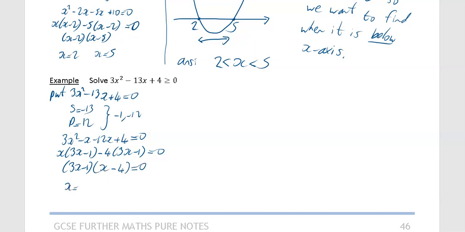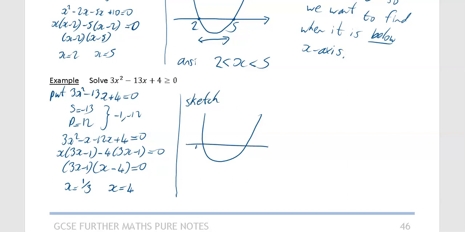So that means x is equal to, put the first bracket equal to 0, you'll have 3x minus 1 equals 0, which means 3x equals 1, which means x is equal to 1 over 3. Put the second bracket equals 0, x minus 4 equals 0, which means x is equal to 4. Again, this was not our answer. This just tells us how we can sketch our graph. So we now know our graph, which was a U-shaped graph. It cuts at 1/3 and it cuts at 4. So that's where it cuts the x-axis.